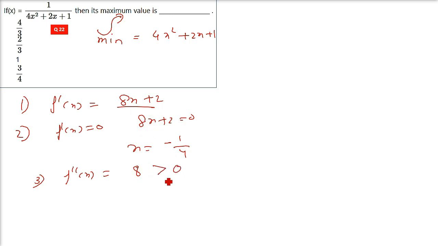8 is greater than 0, indicating you are going to get a positive value or a minimum value. Positive, that means minimum value. So x equals to negative 1 by 4 is going to give you the minimum value. So you are going to get a local minima from here.